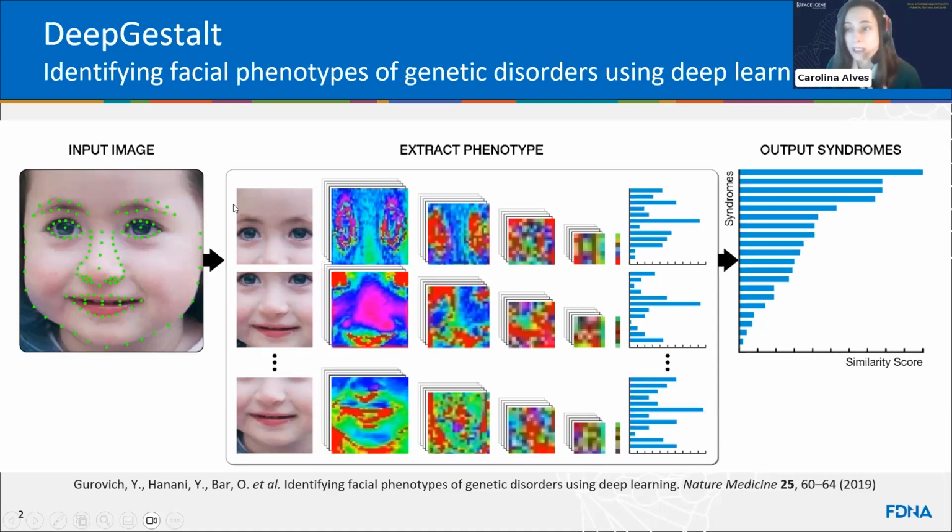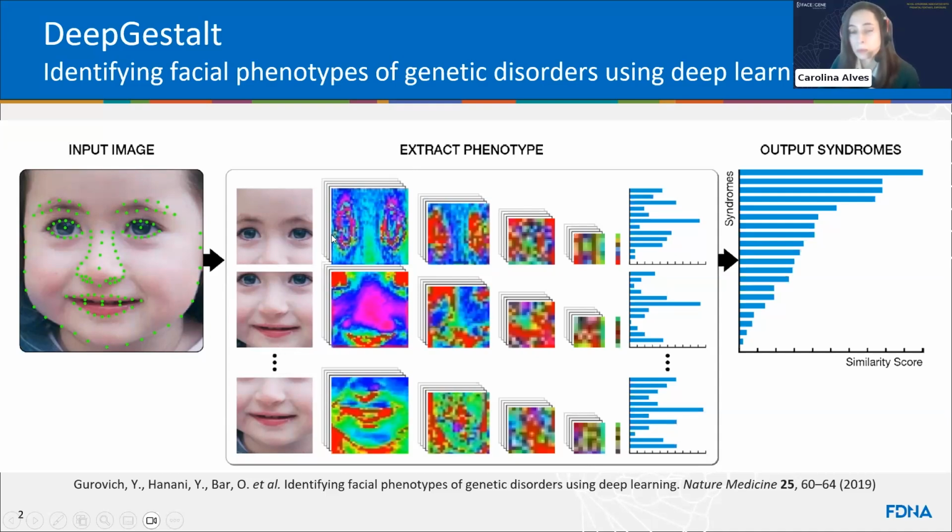When we are presented with a new input photo, first, we do some pre-processing. First, we detect the face. We also detect the facial landmarks that you see here in green. We align the face first, and then we crop it into different regions. You can see here, for example, the eye area, the mouth area, and more.